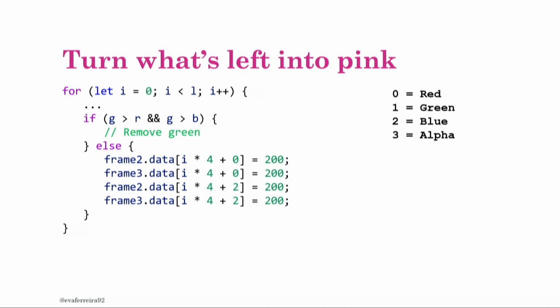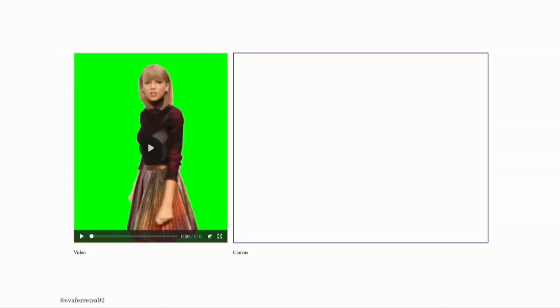So we do something like that. We use an else statement, and in the else, what is left of the green filter, we will turn the 0 value and the number 2 value, which is the red and the blue, into 200. So that's an OK value. It's a really high value, but not exaggerating with 250. And that will give us some pink. So we get something like this.